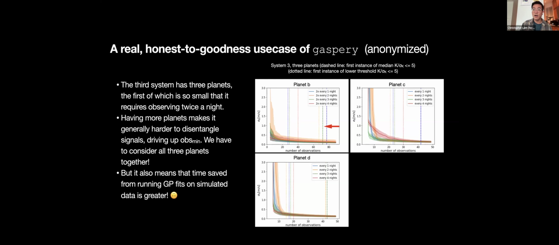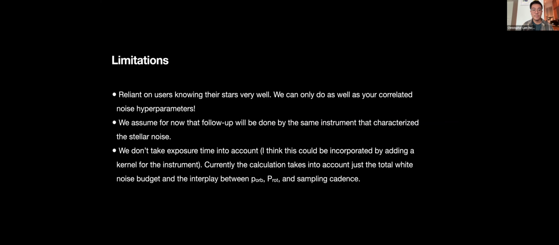So yeah, this is an example of how we used Gaspery in real life. I'll quickly go over the limitations. We depend on the users knowing their stars very well. You can only do as well as your correlated noise hyperparameters.